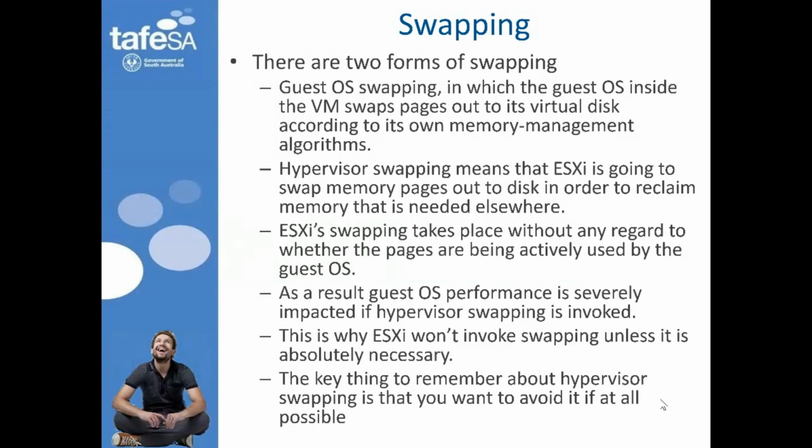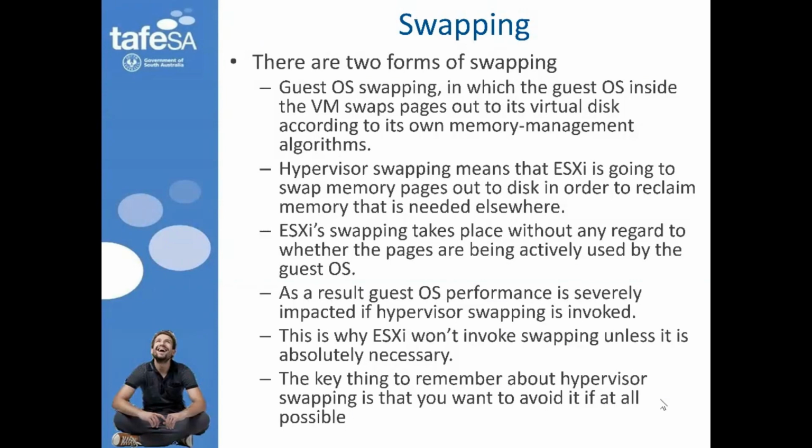Hypervisor swapping means that the ESXi host is going to swap memory pages out to disk. So remember, physical RAM is good. Hard drive or even SSD is bad, slow. So swapping means taking some of this out of the physical RAM and putting it on the SSD or hard drive. It does this in order to reclaim memory that is needed elsewhere. So let's say there's an increased demand elsewhere. Like I said, these actions only take place when there aren't enough resources.